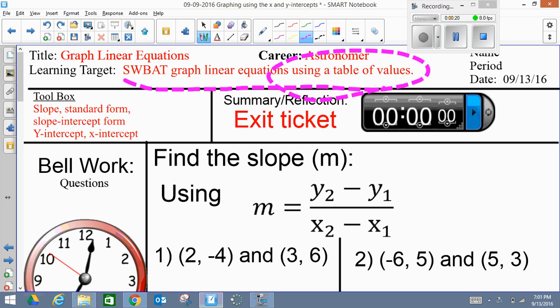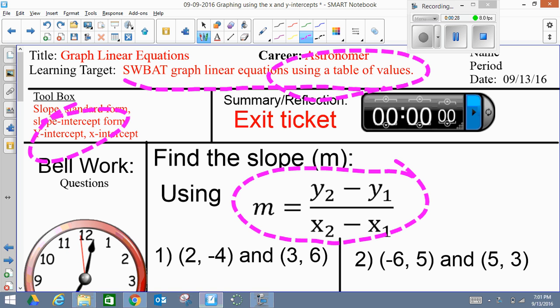Okay, I didn't change my toolbox. I should have changed that, but I didn't. Our work was using the slope, the formula, two set of points, and that's what we did in class.